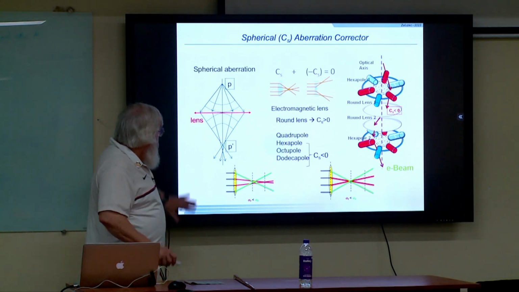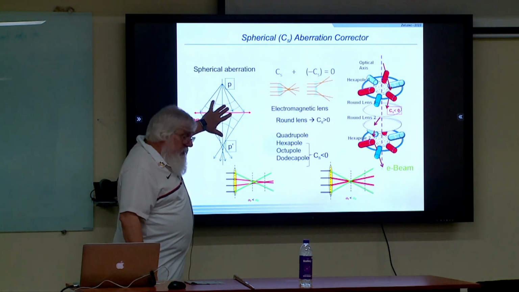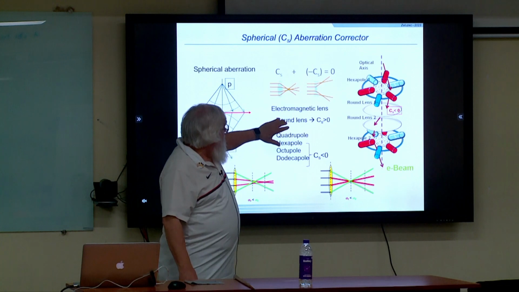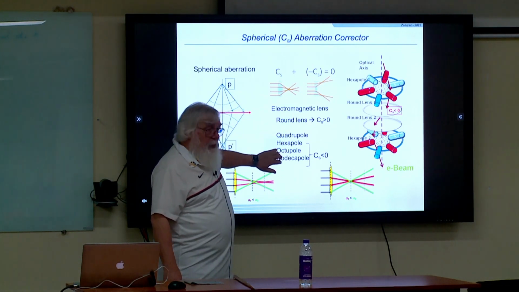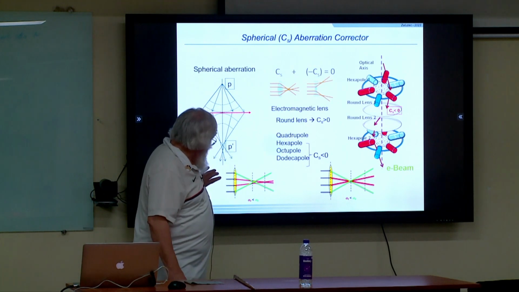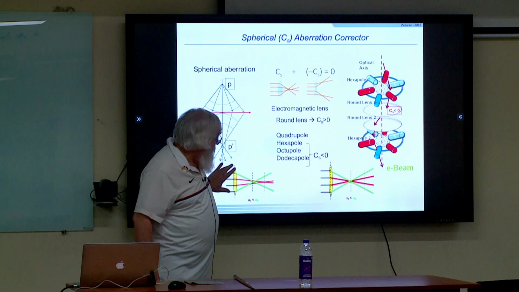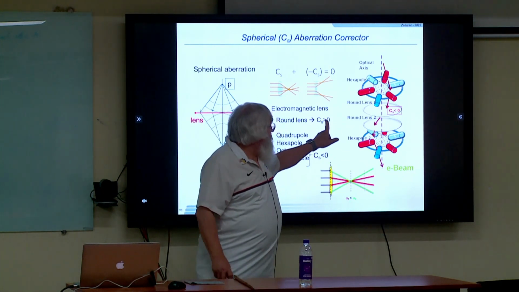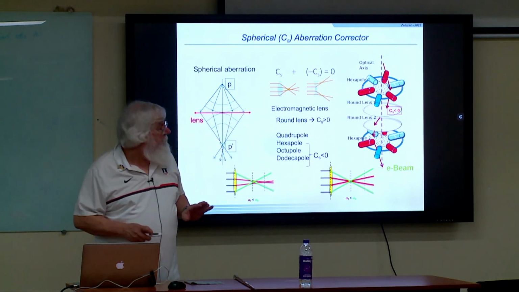So what's happened again is we've gone from single lenses to multiple lenses, and those multiple lenses consist of a round lens, quadrupoles, hexapoles, octopoles, dodecapoles. What they do is they take a lens that had aberration coefficients and bring all of the lenses back to have a single focal point. And now CS goes to near zero. In fact, we can even make CS slightly negative.